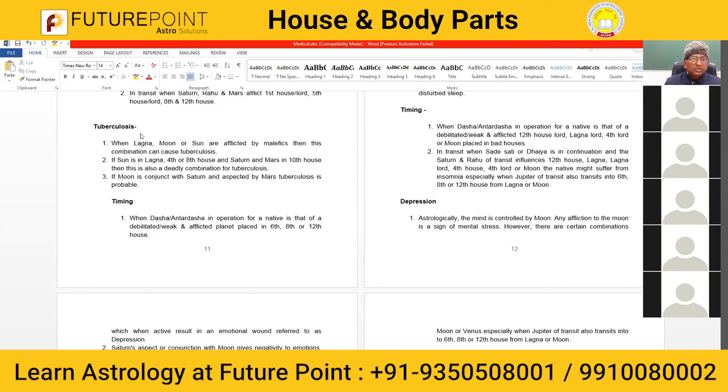TB, tuberculosis. When Lagna's Moon or Sun are afflicted by malefics, then this combination can cause tuberculosis.